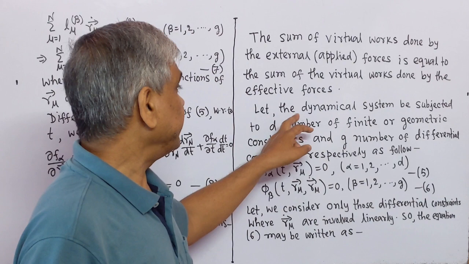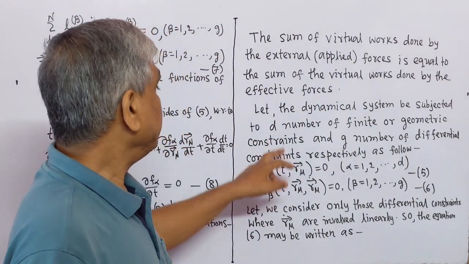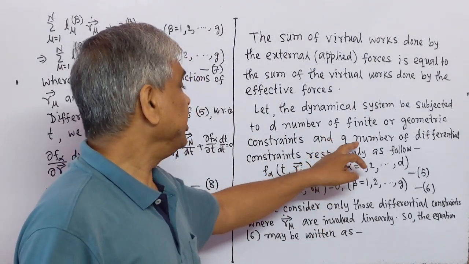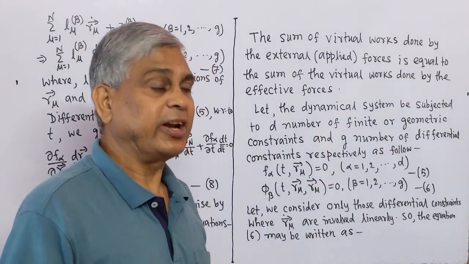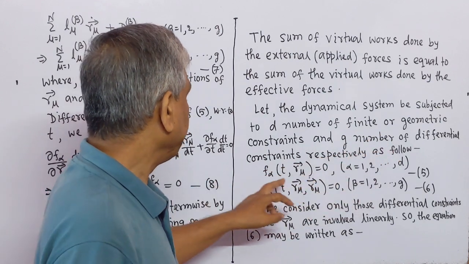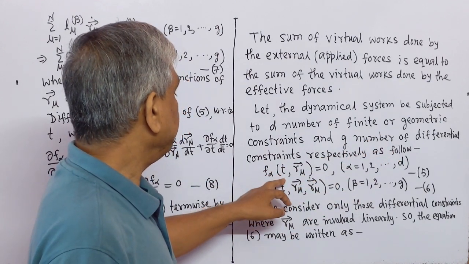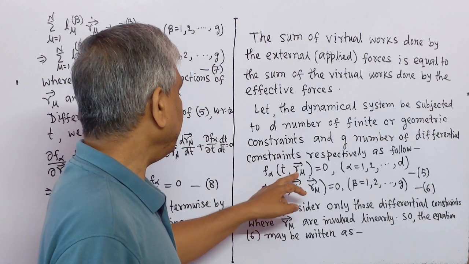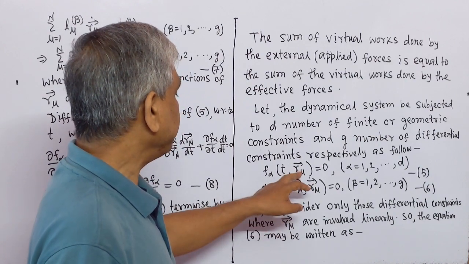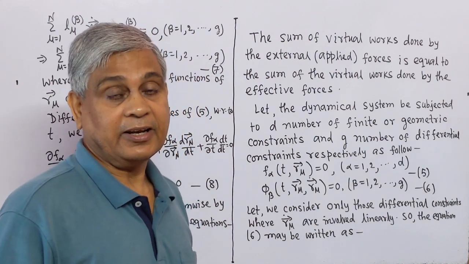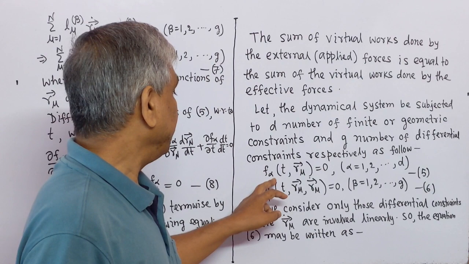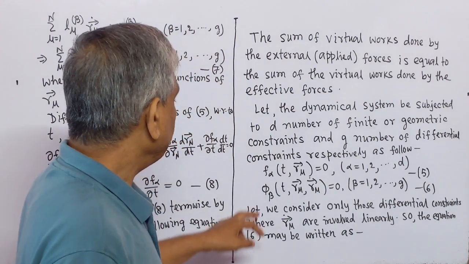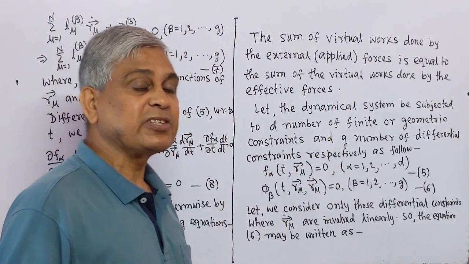Let the dynamical system be subjected to d number of finite or geometric constraints and g number of differential constraints, respectively, as follows: f_alpha(t, r_mu) equals 0. This is a function of t and r_mu vector. r_mu vector is the position vector of the mu-th particle and t is the time. Here the value of alpha is 1, 2, ..., d. So from this equation we get d number of equations.